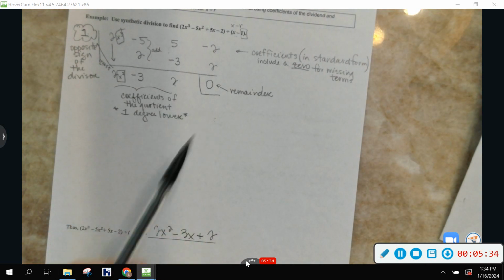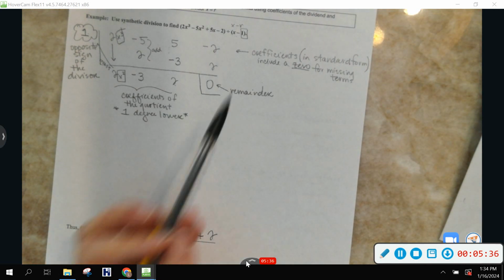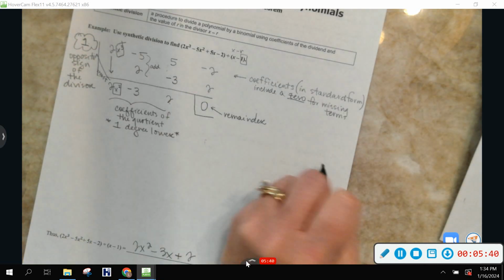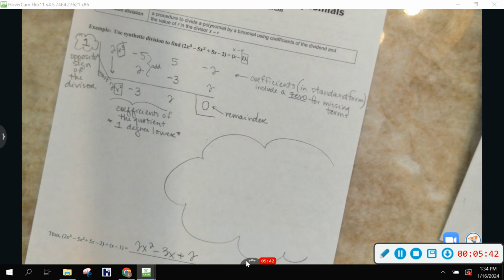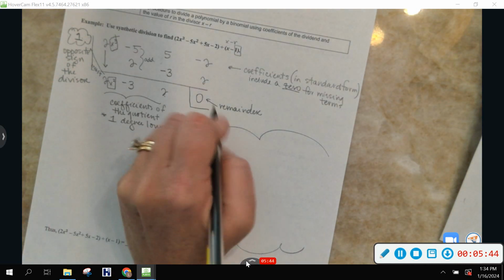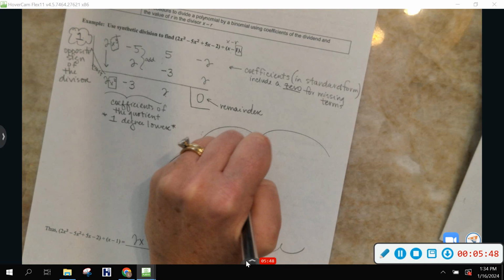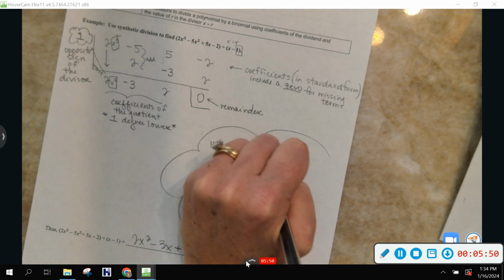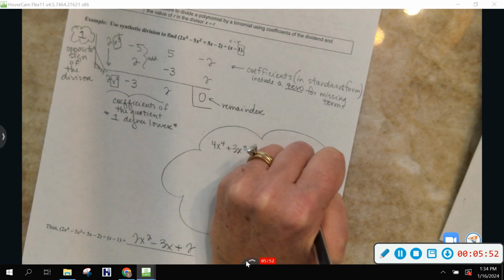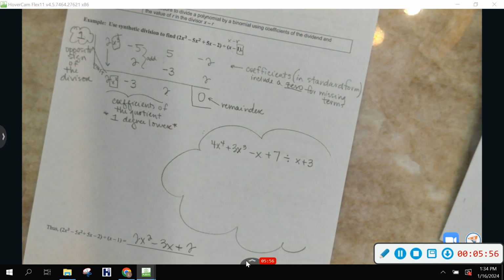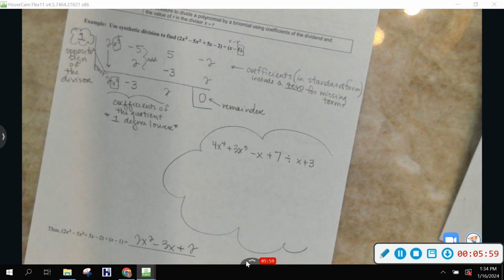So let's take a quick glance, not part of the official note page, but what if I had to include that 0 for the missing term? Let's make one up on the fly here. What if I had 4x to the 4th plus 3x cubed minus x plus 7, and I want to divide it by x plus 3? Again, totally made that up.